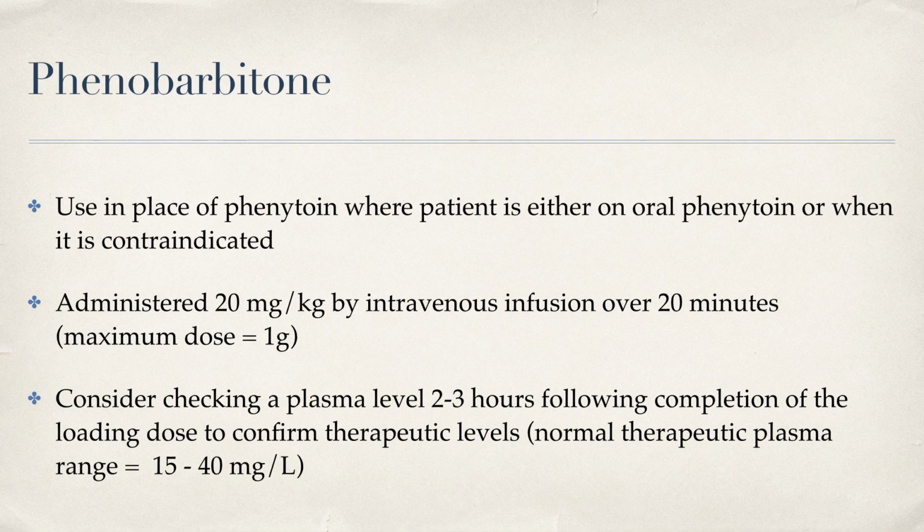Phenobarbital is mainly used where the patient is on maintenance phenytoin, or where phenytoin is contraindicated. It's the same dose as you would give phenytoin, 20 milligrams per kilogram, and is given by intravenous infusion over 20 minutes, up to a maximum dose of 1 gram. It's also recommended that you consider checking the plasma levels 2 to 3 hours following completion of the loading dose to confirm that you've got the level up into the therapeutic range, which is 15 to 40 milligrams per litre.